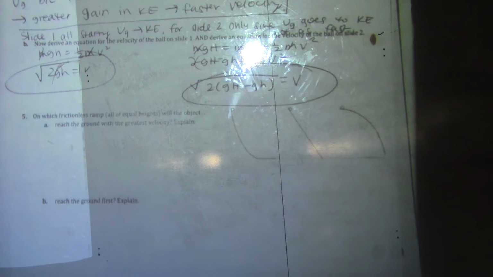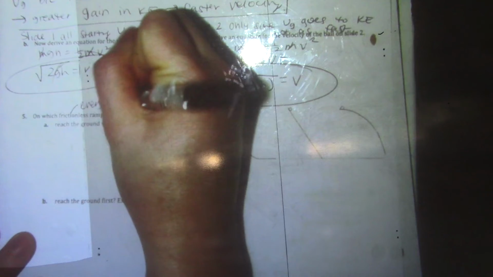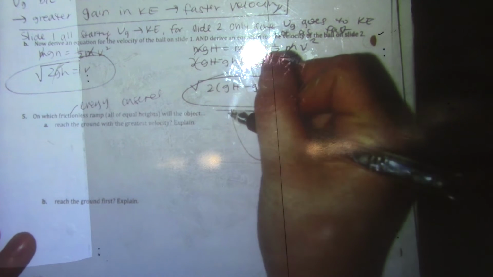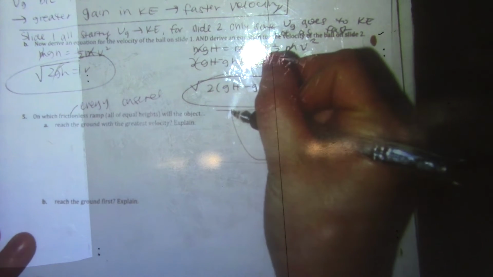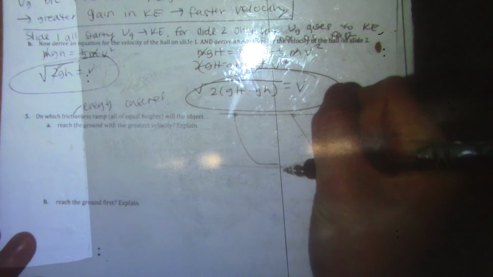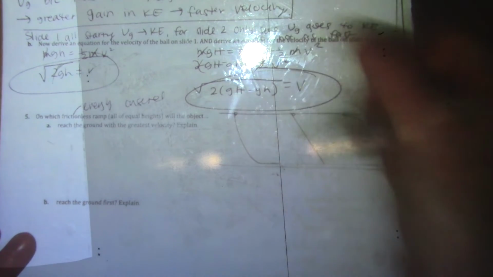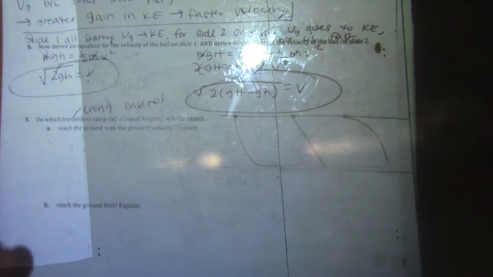All right, on a frictionless ramp, which object will reach the ground with a greater velocity? So frictionless means that energy is conserved. They're all starting at the same height. They're all ending at the same height. So because they all started at the same and ended at the same, they've changed by the same amount of potential, which means they've gained the same amount of kinetic. So then they will have the same speed.